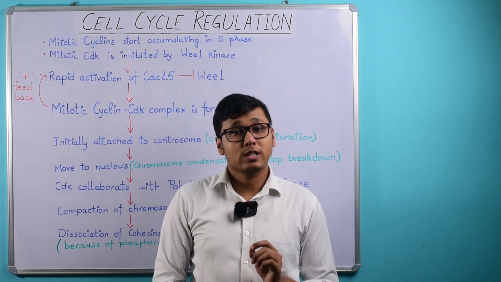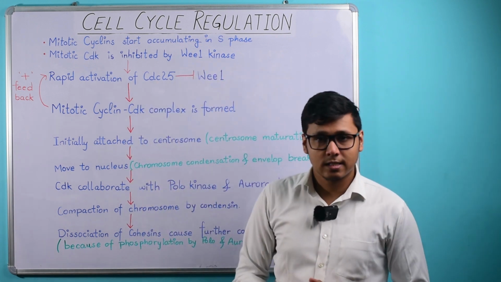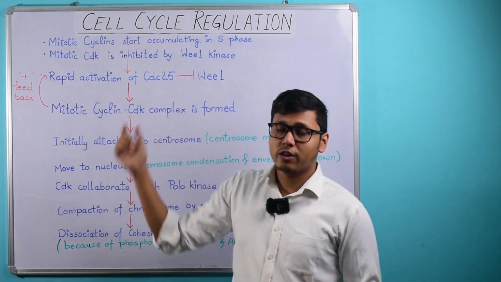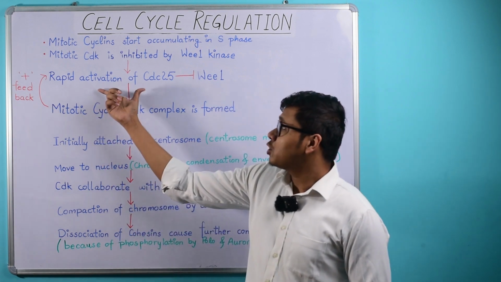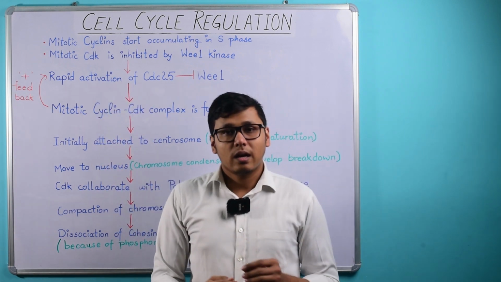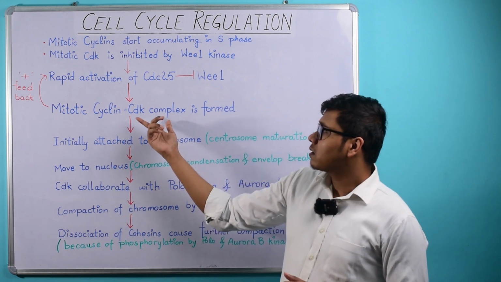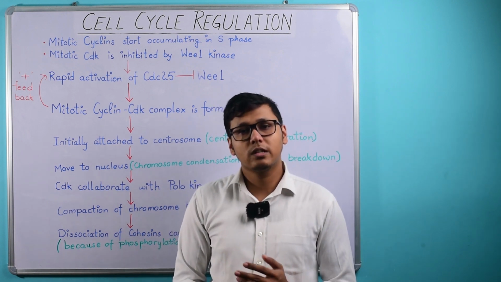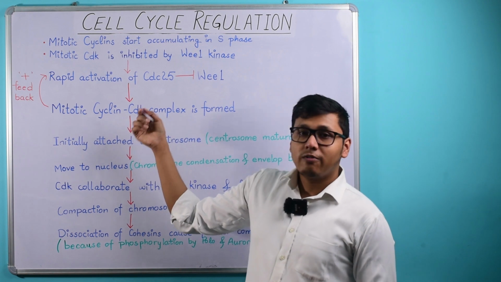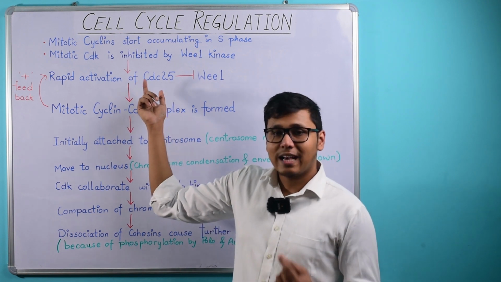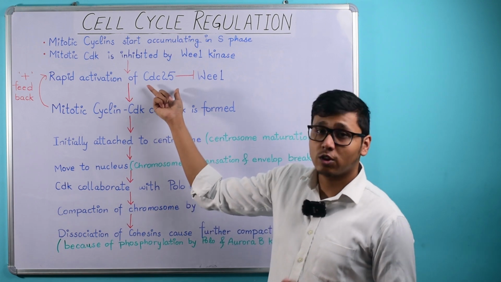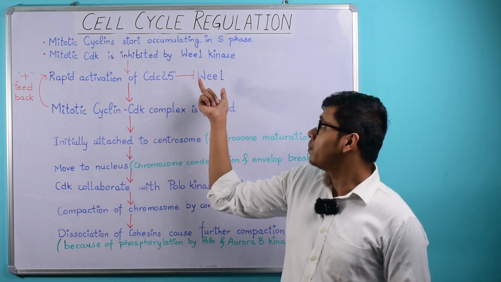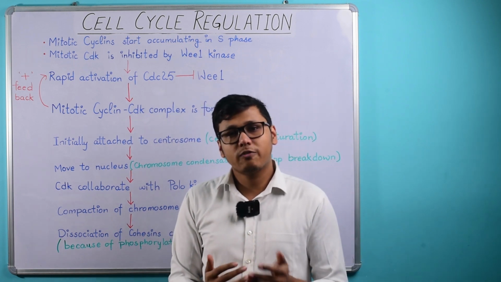But the problem is with the mitotic CDKs, which is still inhibited by the WEE1 kinase. And to remove this inhibition, what will be required? Will be requiring the CDC25 phosphatase. So the rapid activation of CDC25 takes place as a kind of feedback loop with the help of this mitotic CDK. When the CDK levels are high, what will it do? This CDK will phosphorylate the CDC25 phosphatase, and as a result of this phosphorylation, the CDC25 phosphatase will be active, and now it can remove the phosphate group added by the WEE1 kinase. So it's a kind of feedback, right?